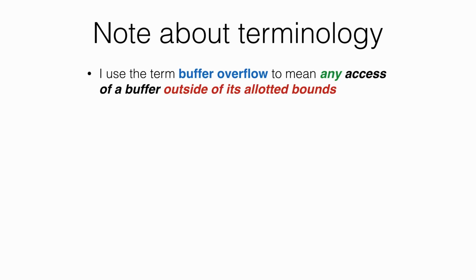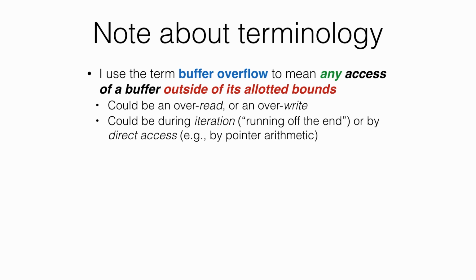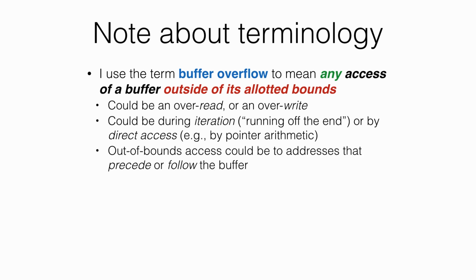I use the term buffer overflow to mean any access of a buffer outside of its allotted bounds. This access could be an overread, or it could be an overwrite. It could occur during iteration across each element of the buffer, for example, running off the end, or by a direct access through a direct index of the buffer. The out-of-bounds access could be to addresses in memory that either precede or follow the buffer. All of these things I'll consider broadly as a buffer overflow.